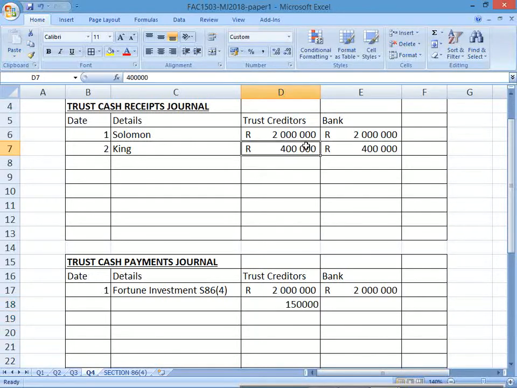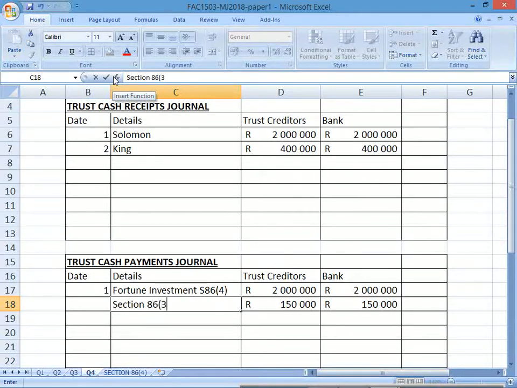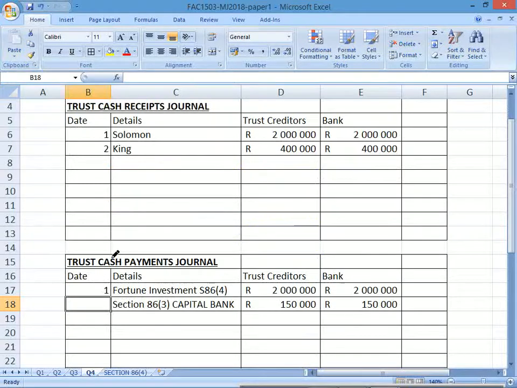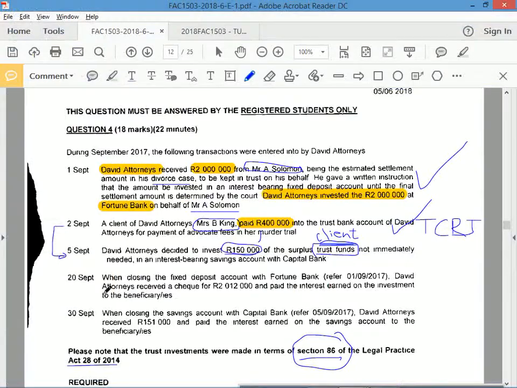Okay. 150. Copy, paste, and this would have been, do they want all the detail? Same as the other one. Okay, 86.3, close bracket, bank. What bank name was it? Was it Capital? Okay, undo. Capital. Right, Capital Bank. Okay, date. What date was that? Let's check. That was on the 5th. Alright, great. So now we've looked at that one.